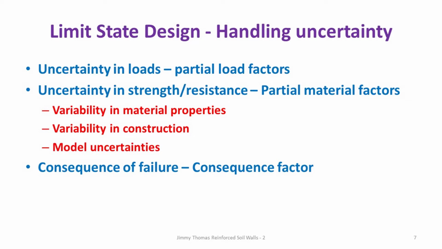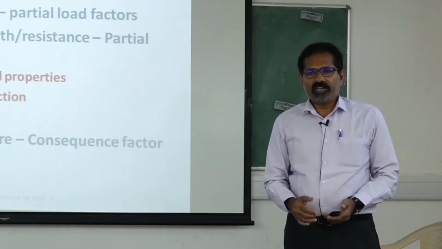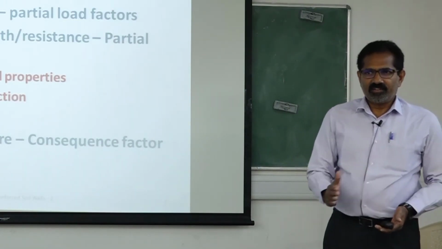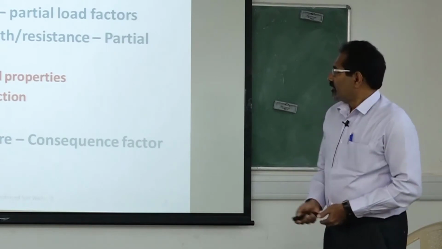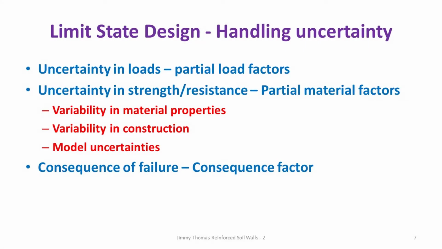Then again, how do we handle the uncertainty? In the limit state methods, if it is in the loads, there are many uncertainties. What we calculate may be the average load, then we can take a characteristic value, with a probability. Then again there is uncertainty, so we can take partial load factors. That means the nominal loads are multiplied by factors.